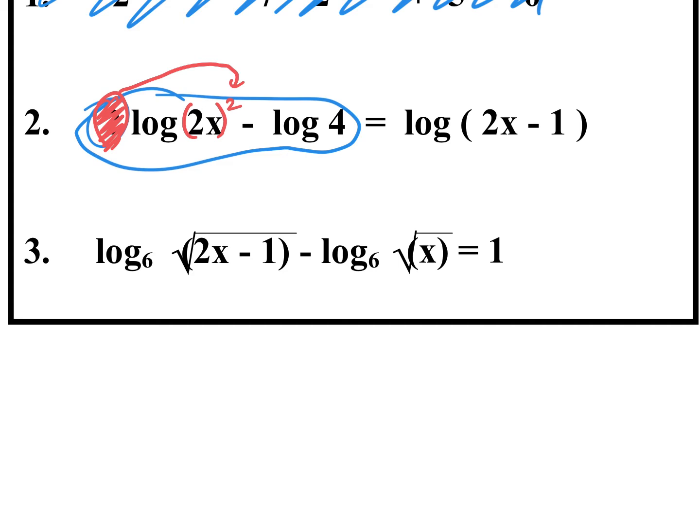Just because it's a variable? No, you're going to square the whole argument, all right? So it should have been squared like that. Then, if you can condense it, you should.